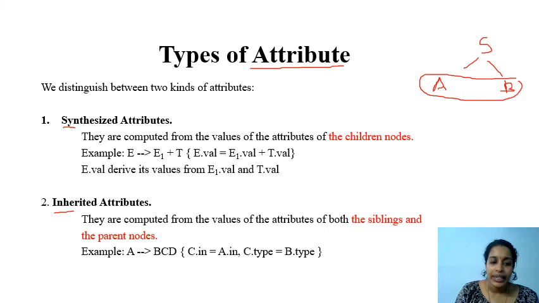Consider this example here: E gives E1 plus T. E has an attribute val. It takes its values from E1 and T, so this val is a synthesized attribute. Now consider what an inherited attribute is. As the name indicates, an inherited attribute inherits from its parent and siblings. Here, example: A gives B C D. Here C can inherit from A, B and D. Here C.type inherited is equal to A.inherited, and C.type is equal to B.type.